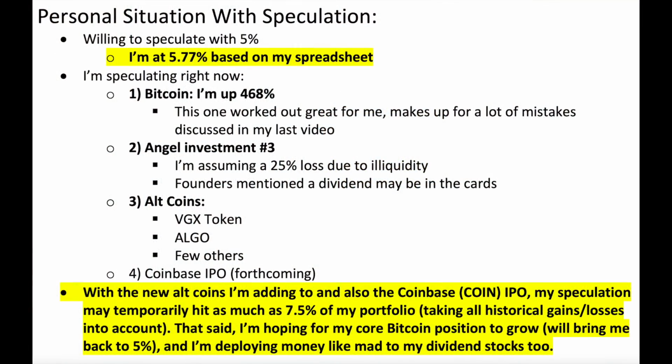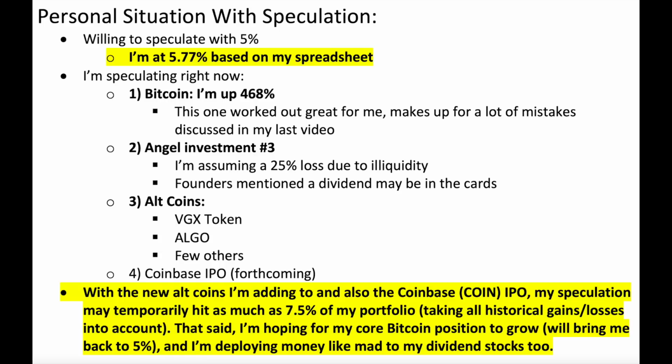Let's keep going. Check it out on the screen right now. And so, angel investment number 3, and it's doing okay. I'm assuming a 25% loss due to illiquidity. One of the things I want to point out, actually, before I go on, is angel investment 3. One of the things I love about them so much is I really do believe in their company. And also, they have talked over the years about at a certain time paying dividends out to their shareholders. And so it does align with my dividend strategy.